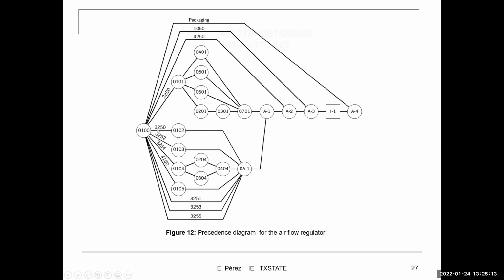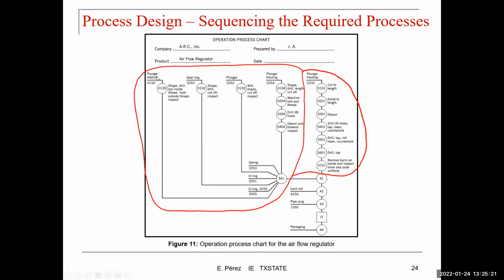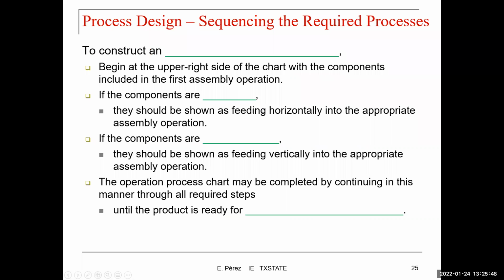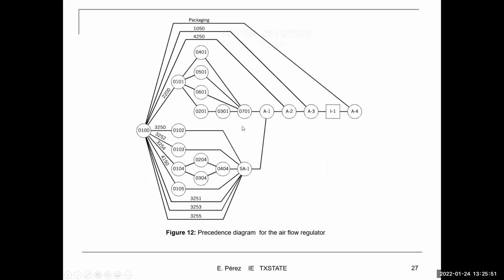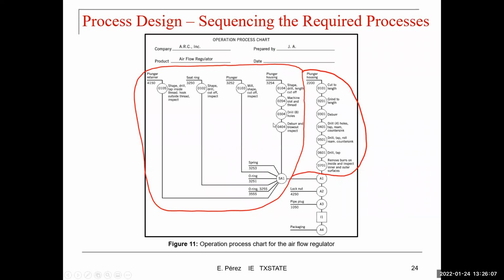So let me go back here. Remember, from the operation process chart, you have the part numbers. Let's look at this one, the plunger housing. You have 3254, that's the part number. And then you have these operations that are needed for you to build that plunger housing. So you need to do the center drill, machine slot, drill holes, and the bore and blowout inspect. So if we look for 3254 in here, you see that you have an arc that is fed into these operations. So 104, 204, 304, 404, those are these operations.